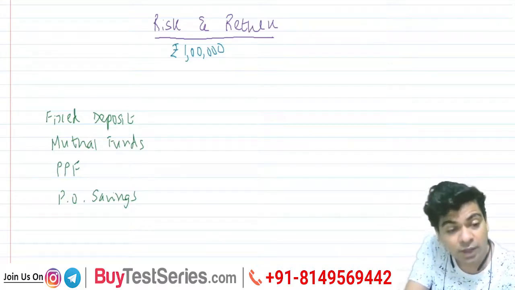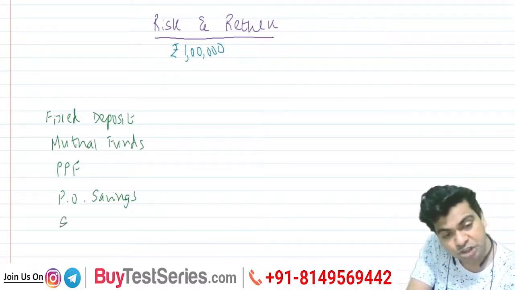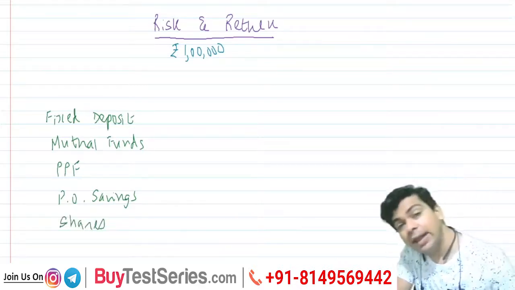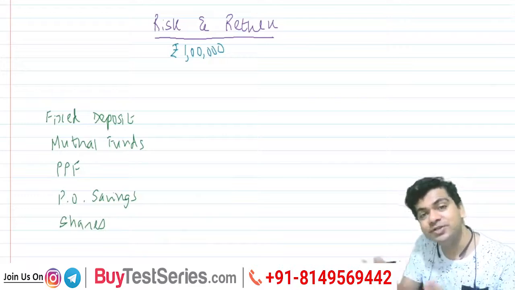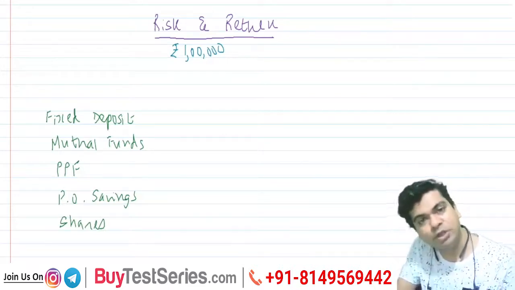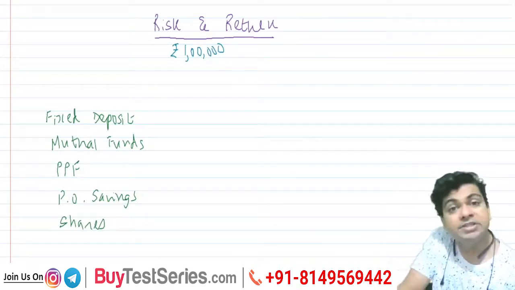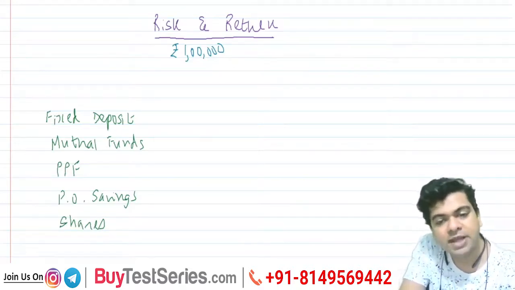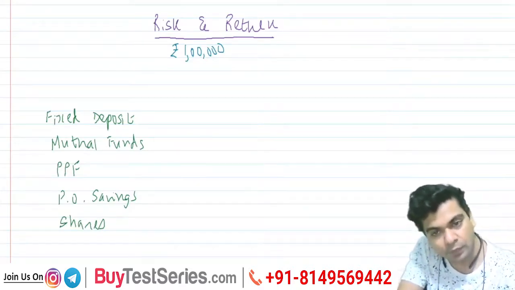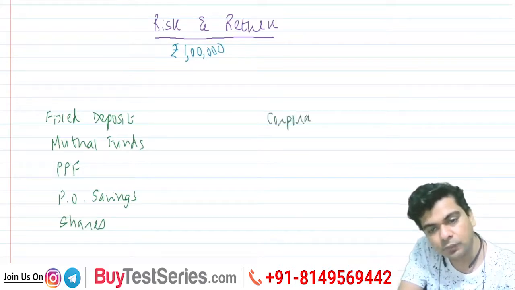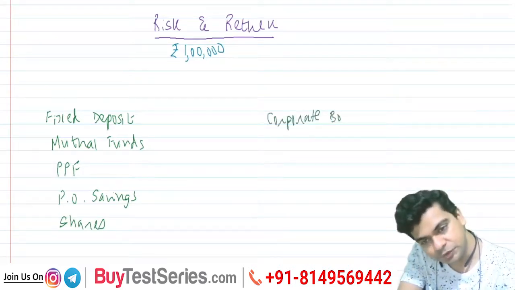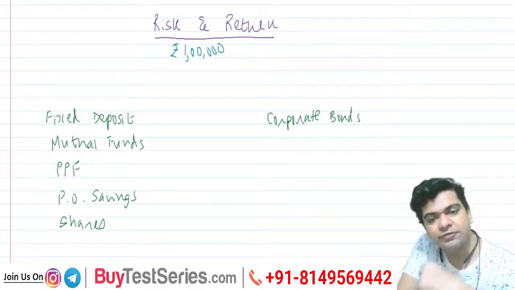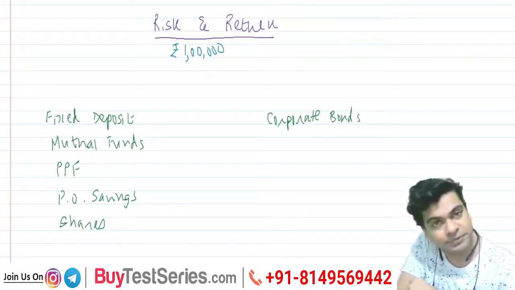Or, of course, you can put your money in shares. What do you say? After all, if we are discussing portfolio management, we can't say that we will not put our money in shares at all. So that is also one possibility where you can put your money. Yes, even bonds and debentures are also available. So that can also work as an alternative. Let us say corporate bonds and debentures, I'm including that in bonds itself. So corporate bonds, that is also possible.